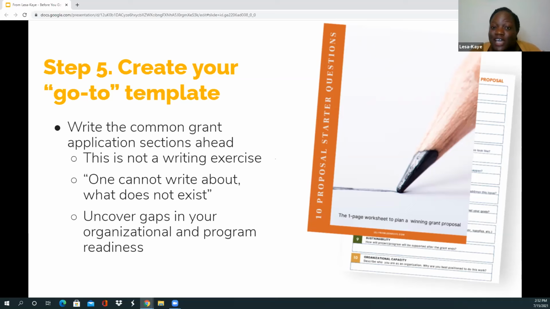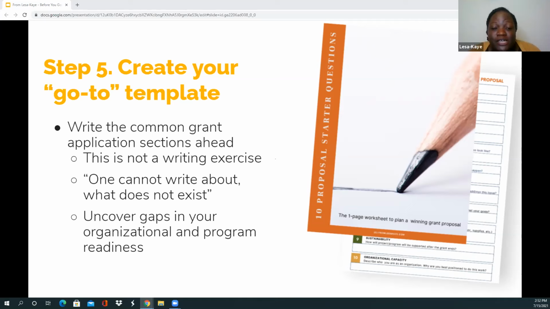But if you put together a great template, I can tell you that when you have to write a grant, you are going to go to that template, grab sections from it, put them in your grant application, change a couple of things, and then you are good to go. It'll cut back your writing time and it'll feel less stressful in terms of writing a grant.